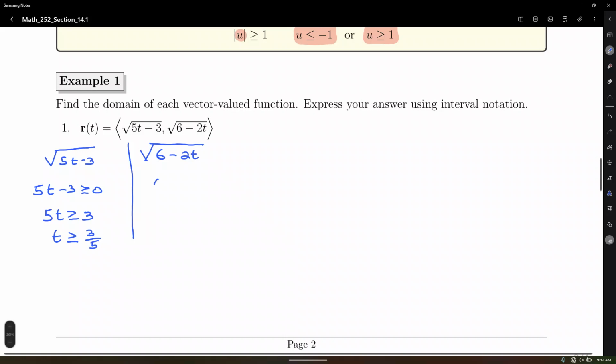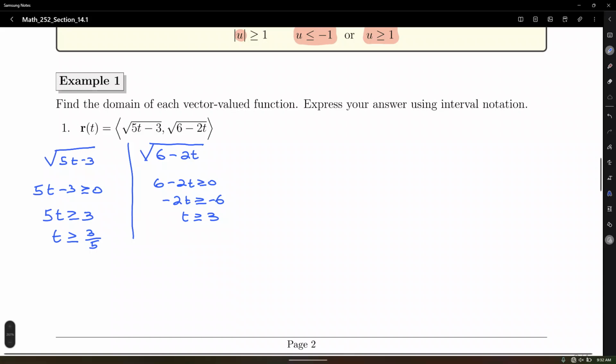Let's solve 6 minus 2t greater than or equal to 0. That means negative 2t greater than or equal to negative 6. And divide both sides by negative 2. That's t less than or equal to 3. Agree? The sign flips.